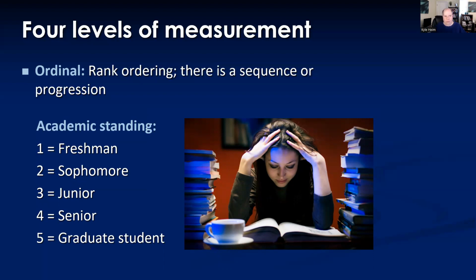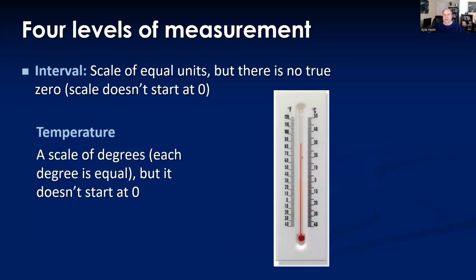So that's ordinal measurement. Now let's move up one more level to interval measurement. When we get to interval measurement, things change a little bit because now we have a real scale, a scale of equal units or equal increments. But when we talk about interval measurement, there is no true zero for that scale, meaning the scale does not start at zero. The classic example of an interval scale is temperature.